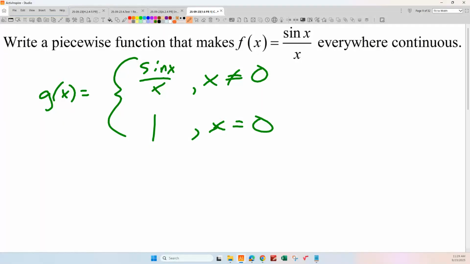Everybody see that? Okay? Yeah. Give me thumbs on that. Does that make sense? How we doing? Right? Remember, this was our original function. It had a hole at the point 0, 1, right? Because the function's undefined at 0. Okay.